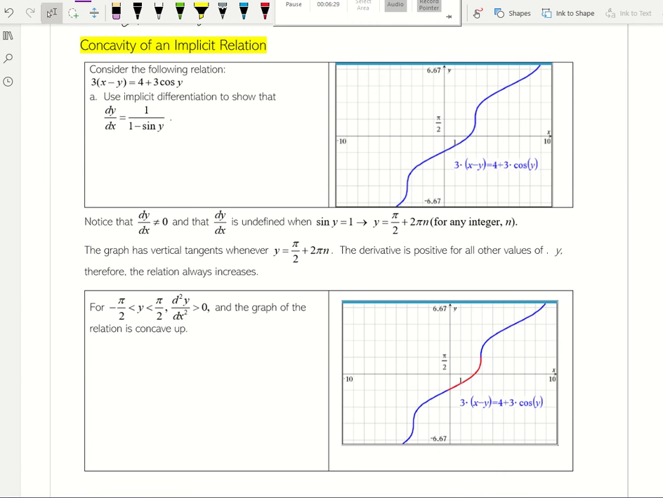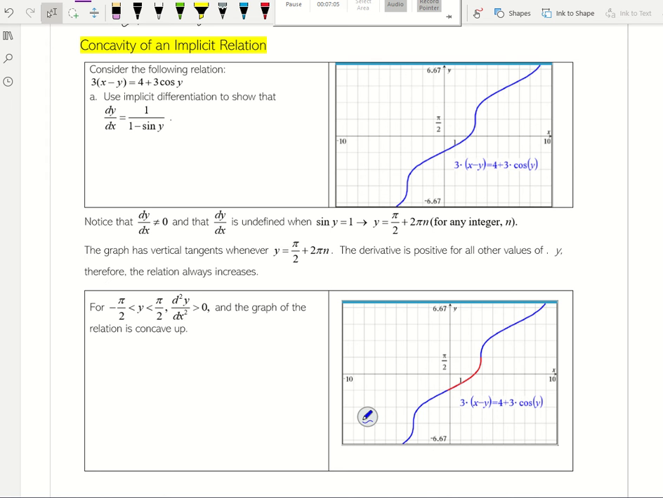Okay, so now we're going to do a different relation. We have 3 times (x minus y) equals 4 plus 3 cos y. We're going to show that dy/dx equals 1 minus sine y. Maybe I'll give you a moment to try taking the derivative to see if you end up getting 1 minus sine y. I'll pause it, and you can pause it too to try it.